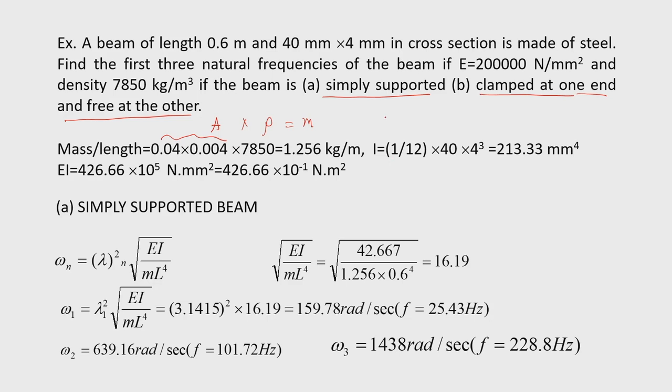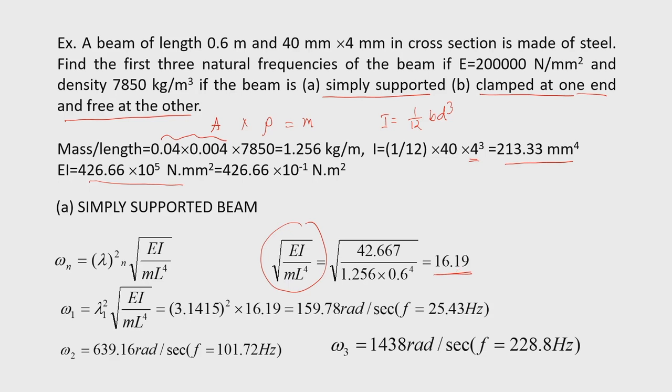And this is the moment of inertia, so I is equal to 1/12 b d³. b is the breadth of the beam, so that is 40 mm, and d is the depth or thickness, 4 mm, so this is the I. Then EI is obtained as this quantity, in Newton meter square, we have obtained 426.66 × 10⁻¹ Newton meter square. So we calculate the constant quantity, that is the fourth root of EI by m L to the power 4, and after substituting the numerical values, it comes as 16.19.